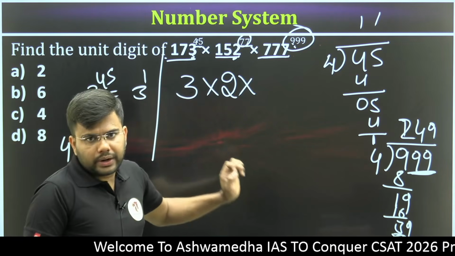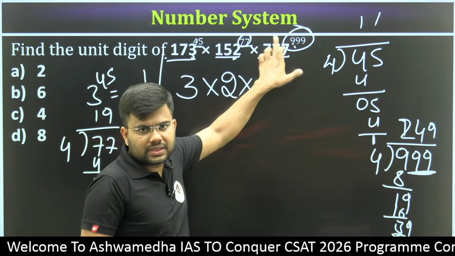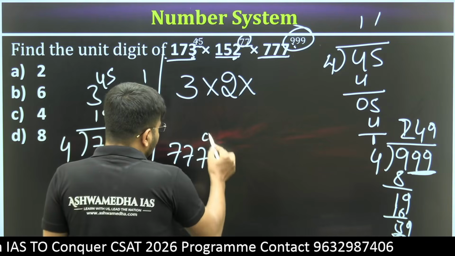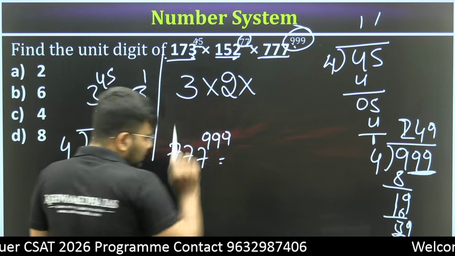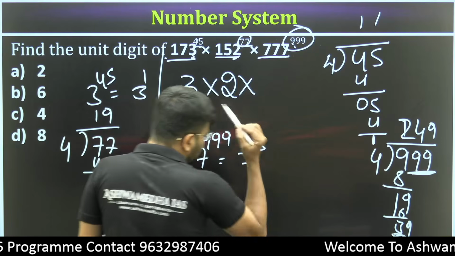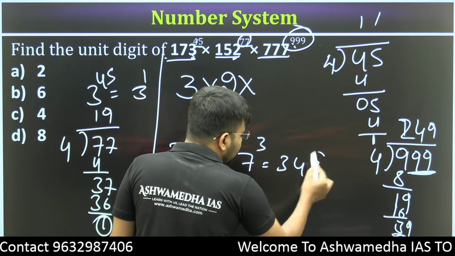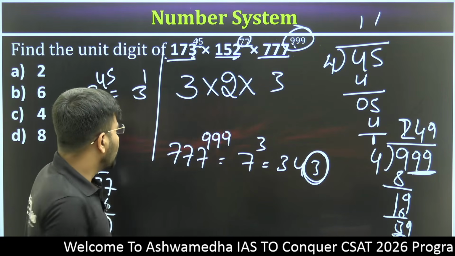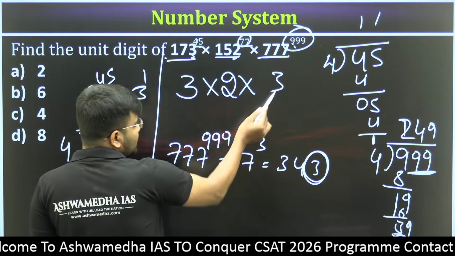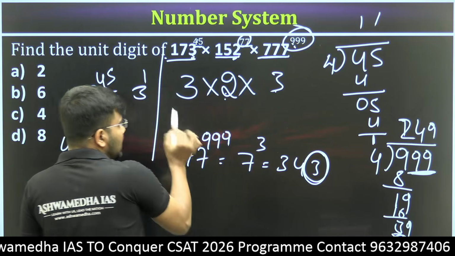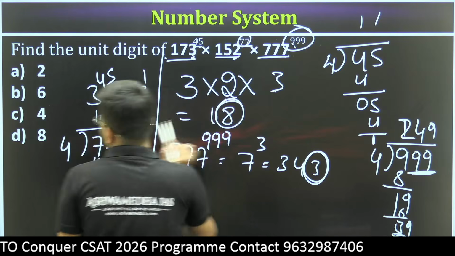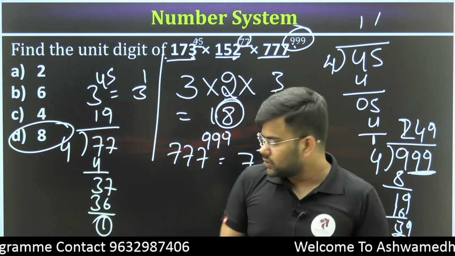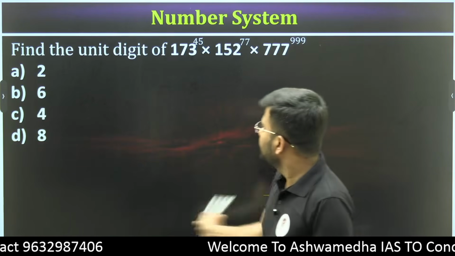Now, the unit digit of 777 to the power of 999 will be similar to that of 7 to the power of 3. What is 7 to the power of 3? 343. Then the unit digit would be 3. Now you are supposed to find the unit digit: 3 twos are 6, 6 threes are 18. The unit digit is 8. I hope it's clear. Guys, learn these concepts. Let's see the next question.